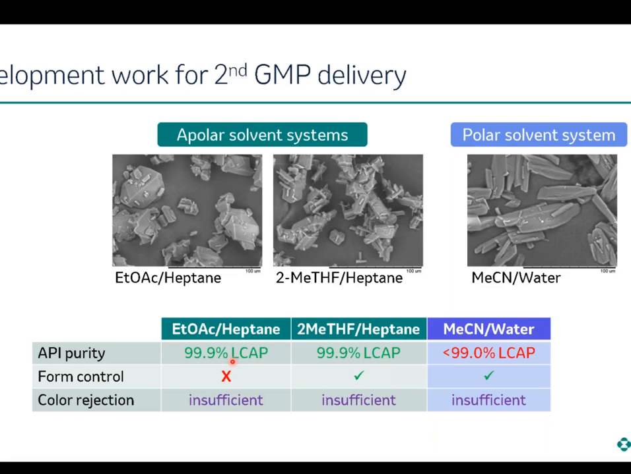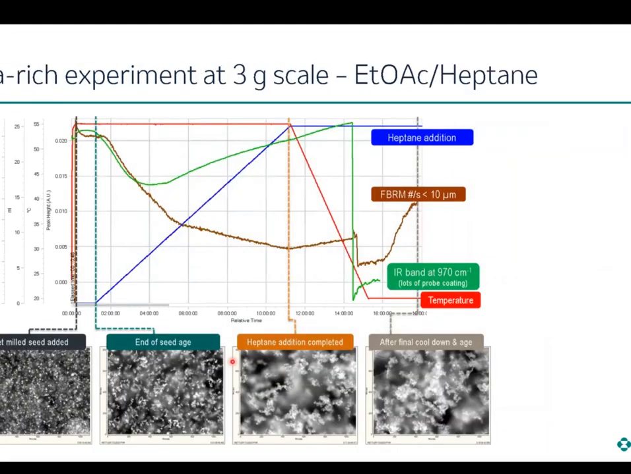So ideally, we want to have really something white. And looking now first at the ethyl acetate heptane system. So here we have a data-rich experiment at 3-gram scale. And what you can see is on the upper part, you can see both process data.